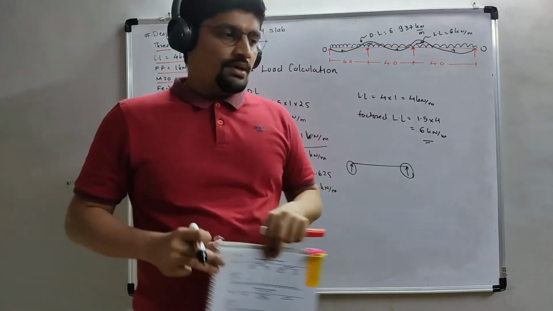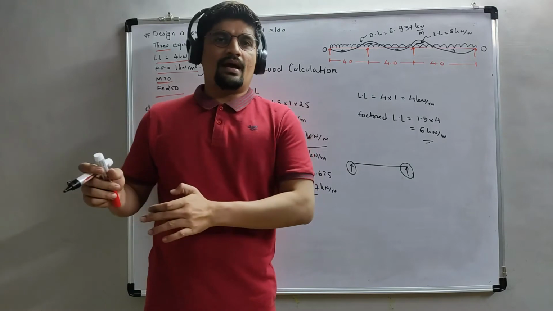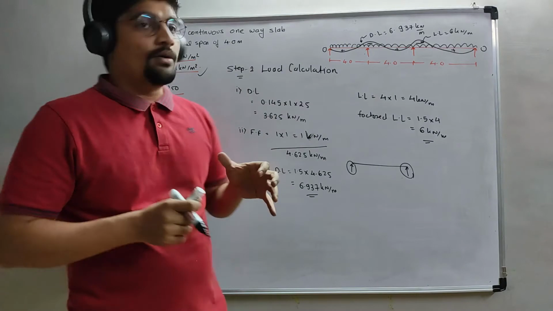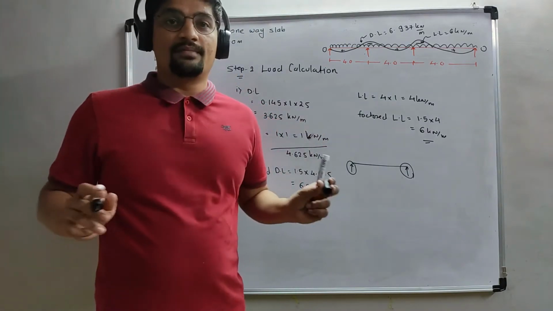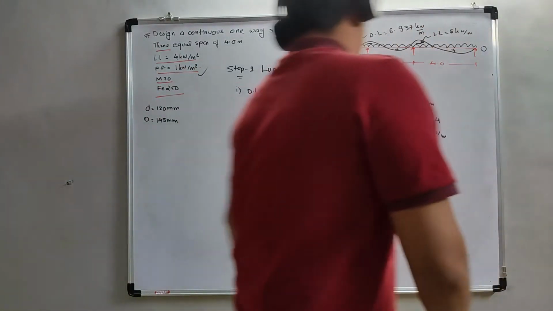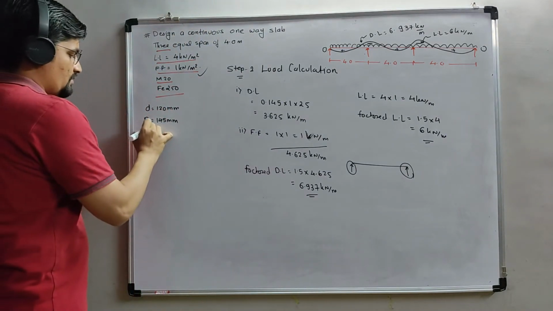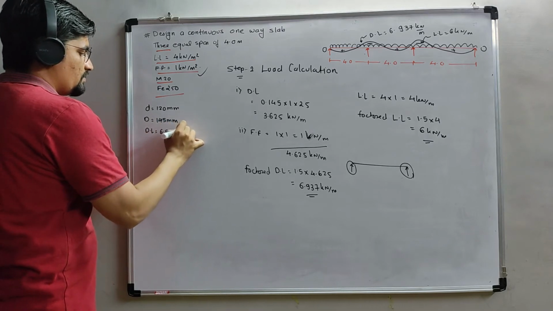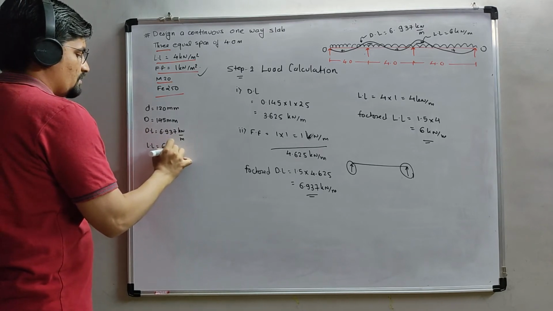And in the book, the calculation is done separately, but I will take an easier method. Easy in the sense I will use a table form. Let me show you how the table form is used. Okay, so remember the dead load is our 6.937. Let me write this, 6.937 kilonewton per meter, and live load is 6 kilonewton per meter.